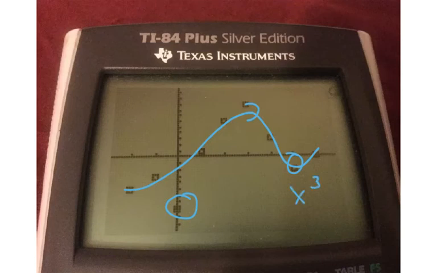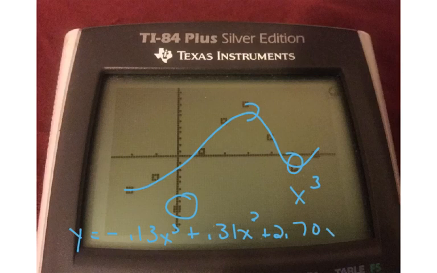So if I decide that it's a cubic function, when I go do my cubic regression, the equation I'm going to get is y is equal to negative 0.13x cubed plus 0.31x squared plus 2.70x minus 2.42.